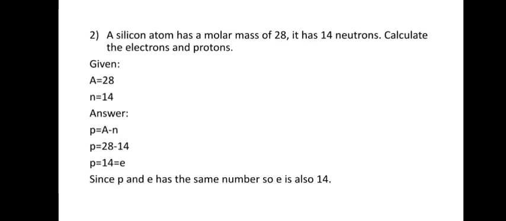Number 2, we have a silicon atom that has a molar mass of 28. It has 14 neutrons. Calculate the electrons and protons. Given A equals 28 and N equals 14. So we have the atomic mass of 28 and neutrons of 14. To answer this, we need the protons. So the proton equals atomic mass minus the neutron. So we have 28 minus 14, which is 14. Since protons and electrons have the same amount, both of them are 14.